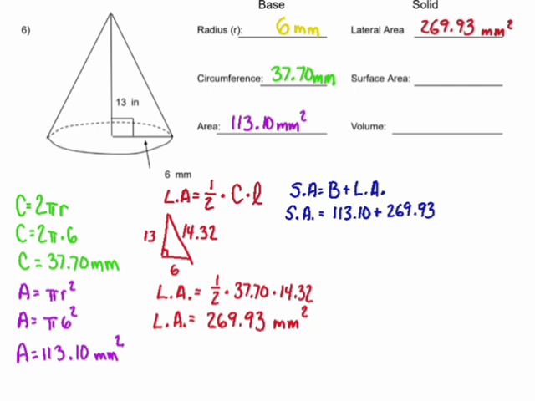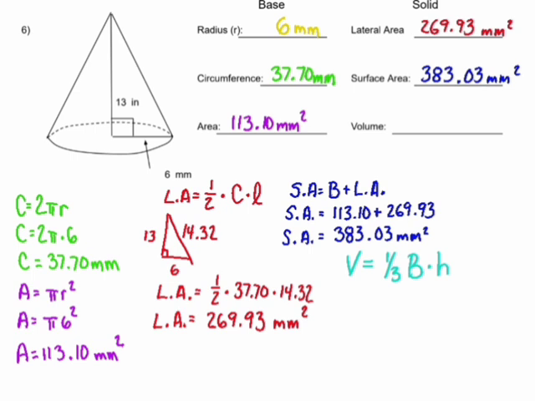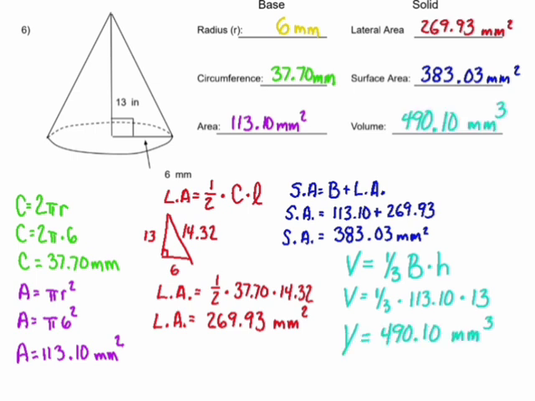So we're going to take that 113.10 plus the 269.93, leaving us with a surface area of 383.03 millimeters squared. To find the volume, we're doing a 3D stabby thing, so volume is equal to 1/3 base times height. The base is 113.10 and the height is 13. Plug it into a calculator and we get 490.10 millimeters cubed.